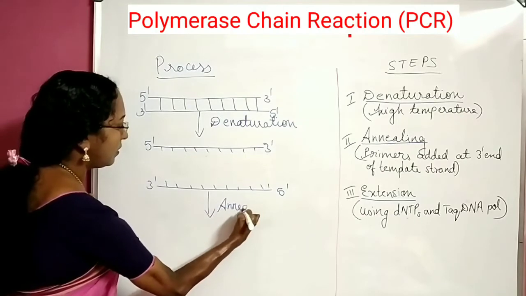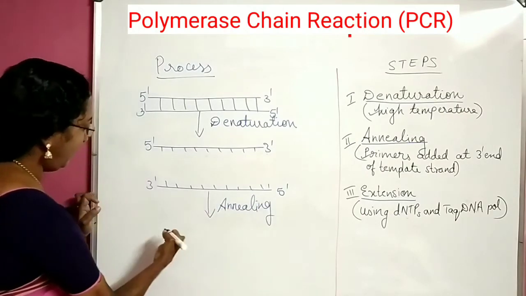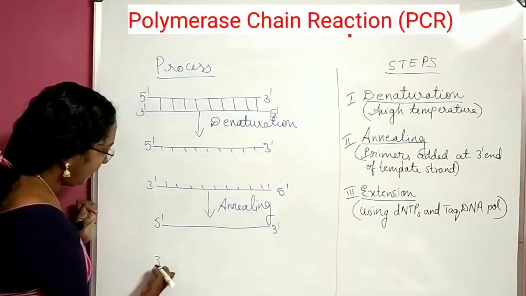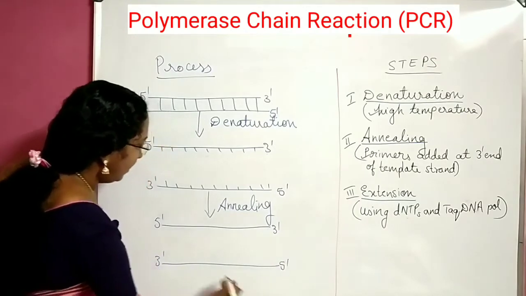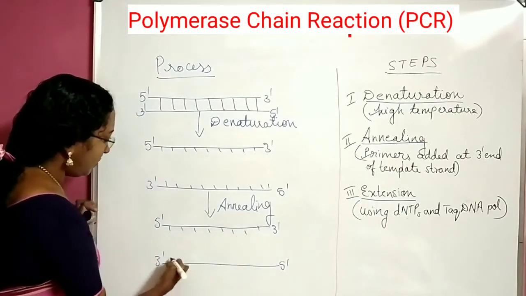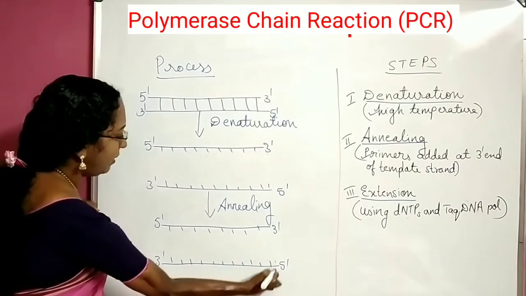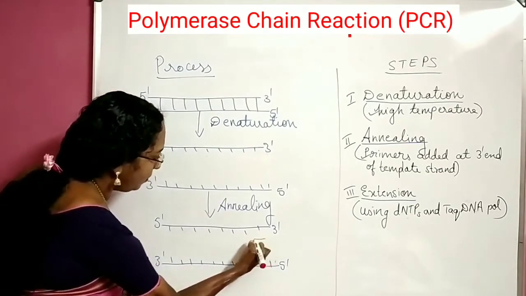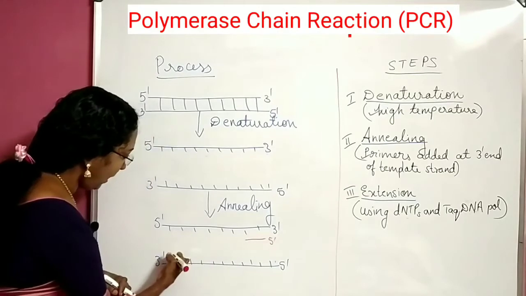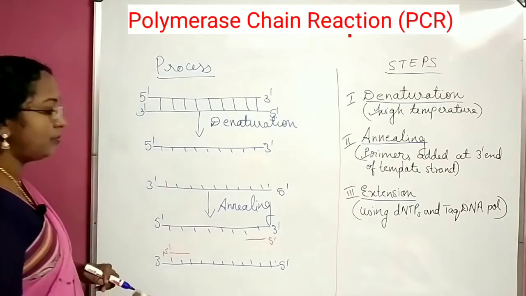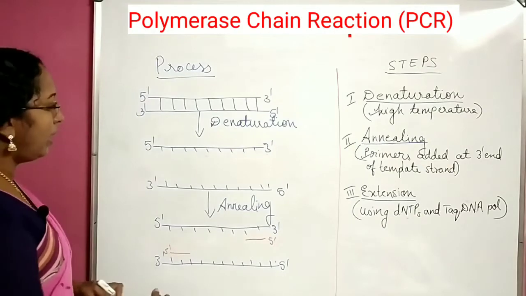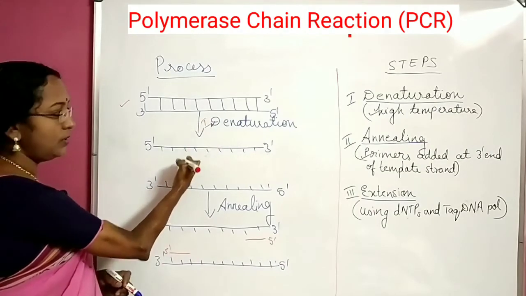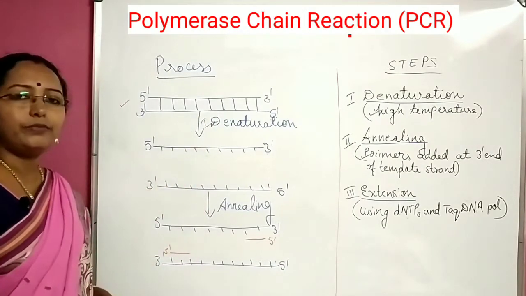After annealing, the strands are still separated. One is running from 5' to 3', another from 3' to 5'. But after annealing, primers are added at the 3' end. I am drawing it like this because in your board exam, PCR is a very important question, and usually it will be asked as: explain with the help of a diagram the 3 steps in PCR. So you have to be very clear. You have to draw the template strand first. Your first step is denaturation, after which you have to represent how the strands look.